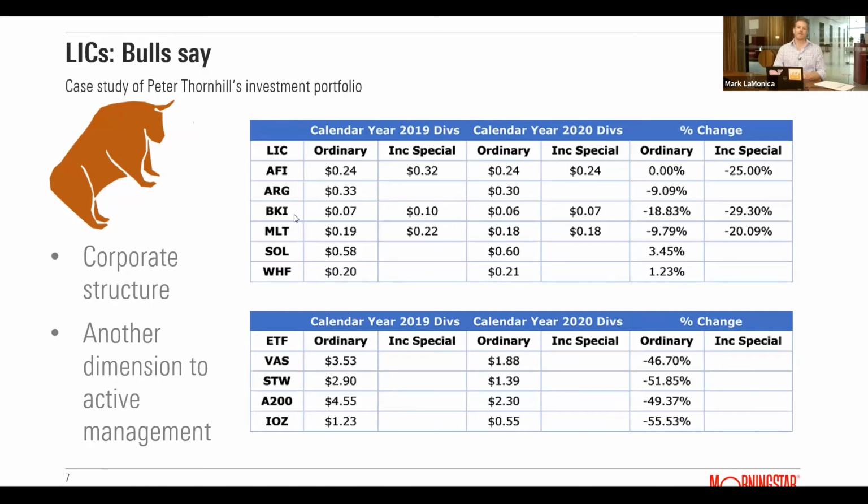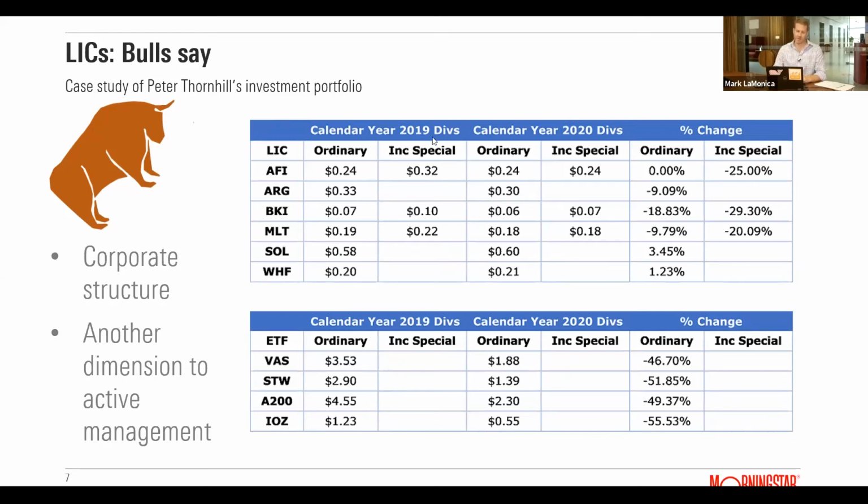LICs, because you can build up reserves, and the reserves are generally published. You can go see what the reserves are. Because you can build up these reserves, it gives the LIC manager the ability to smooth out that income because they can decide, okay, well, this year we made a bunch of extra money, we're going to keep some of those reserves and basically save them for a rainy day. Then we'll distribute them later.